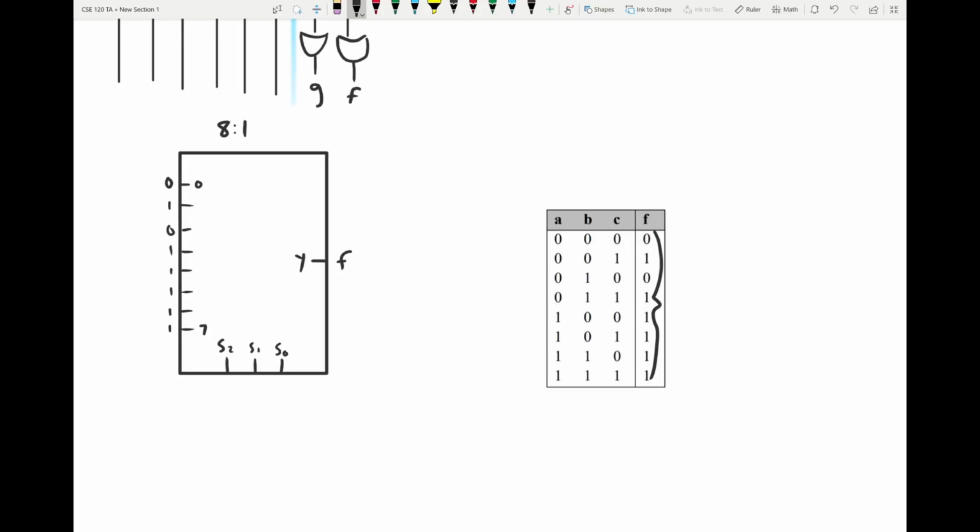However, we do need to make sure that we program in our select lines as well: A, B, and C. Now it's important to note that A, being the most significant bit, is going on S2, which is the most significant select line. It's important to make sure that those are lined up in that fashion so that you're getting all that you need to.